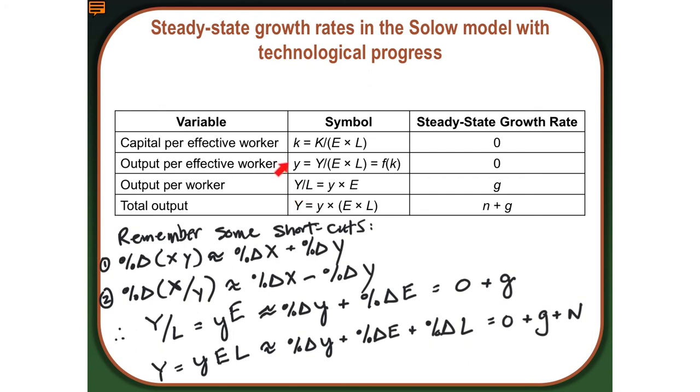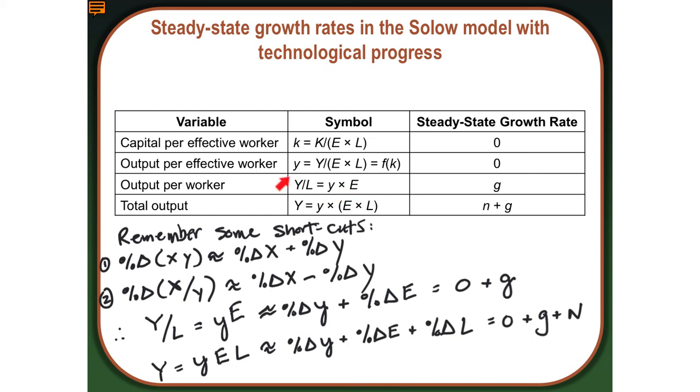Based on the definition of output per effective worker, we can say that output per worker, Y divided by L, is equal to little y times E. We can get that by taking the right-hand side of this definition here and multiplying by E. If we multiply this by E, it's going to be E divided by E, which is just going to turn into a 1 and go away, and we'll be left with Y over L. So we get this expression by multiplying both sides by E. So Y divided by L is equal to little y times E.